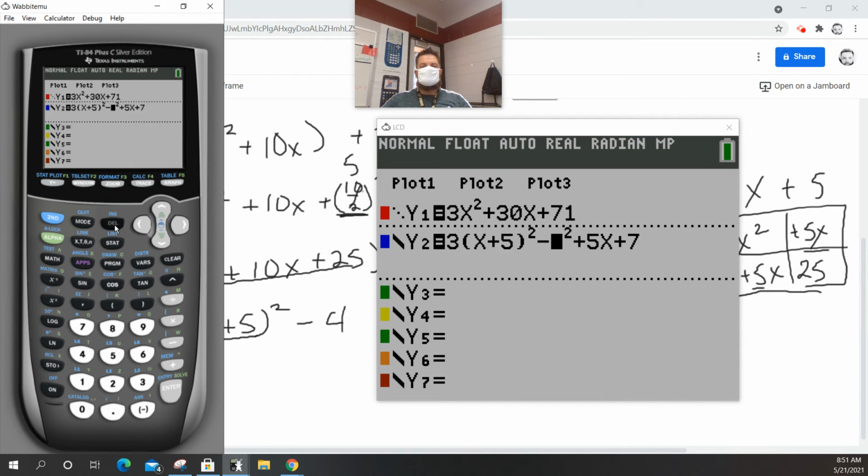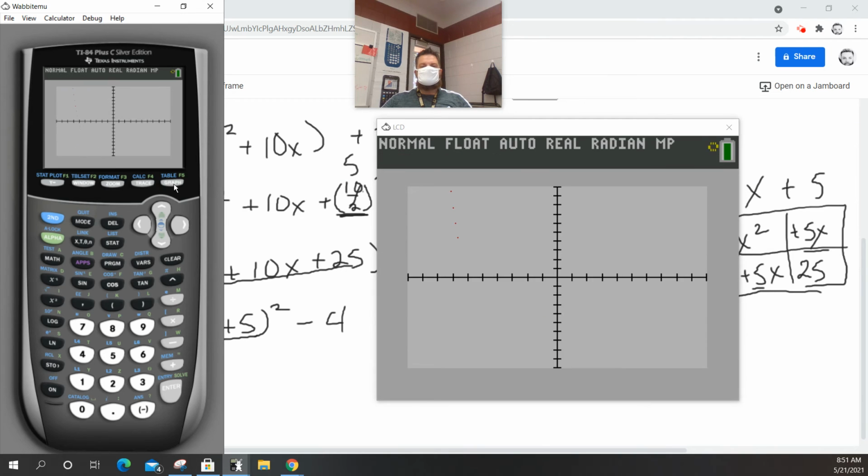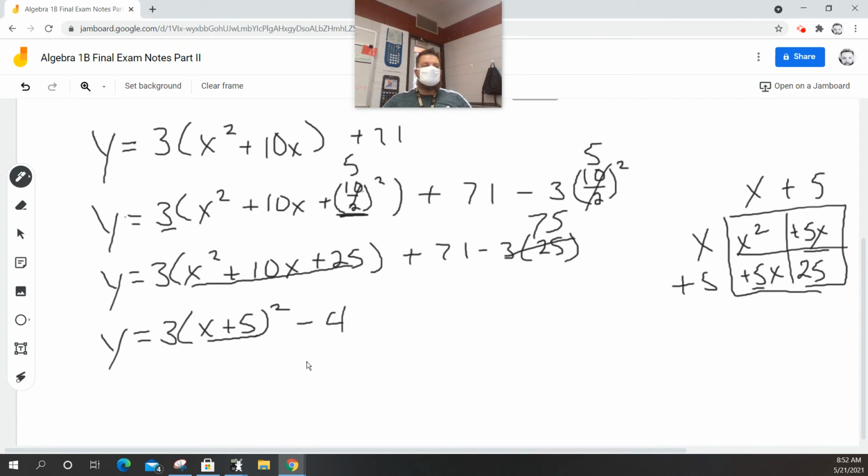Let me clear out the rest of this stuff. Minus 4. So let's graph it. That little red dot is the first function, and the blue line goes right on top of the red dots. Did you guys see that? So they're the same. All right, cool.